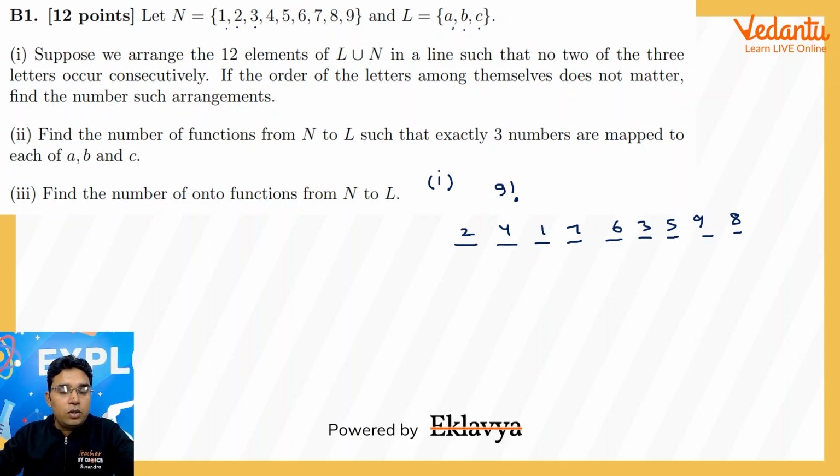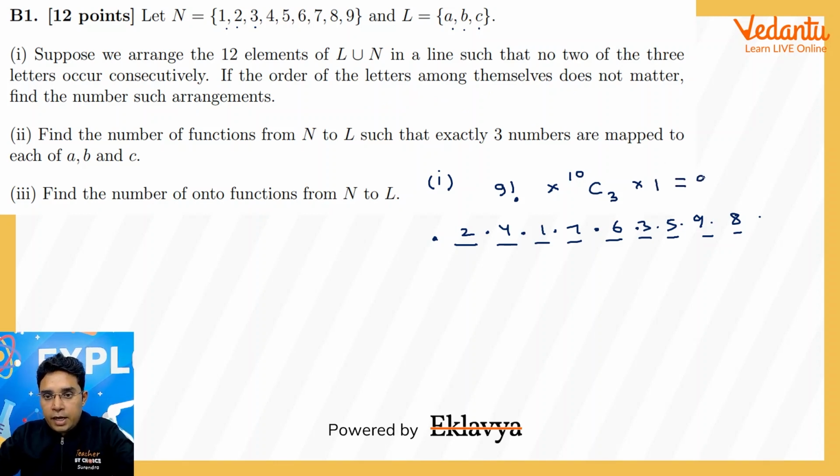Now, as we want no two letters to be together, we will find places for these A, B, C out of these 10 gaps: one on the left hand side, one on the right hand side, and in between 8. So if there are 9 places, we get a total of 10 gaps. Among them we need only 3 gaps, so we find 3 gaps in 10C3 ways. Then in these 3 gaps we arrange A, B, C, but because the order of these letters among themselves does not matter, it will be done in just one way.